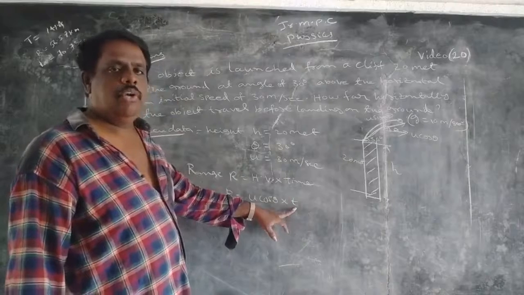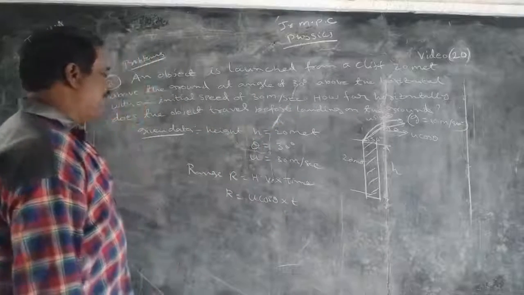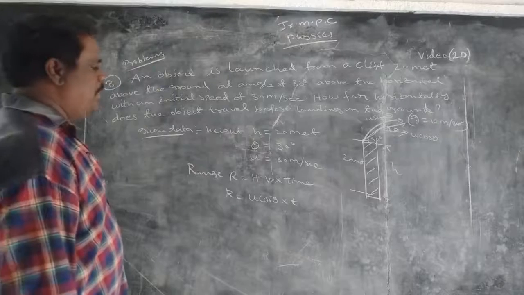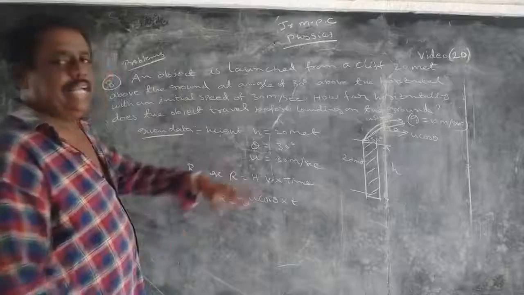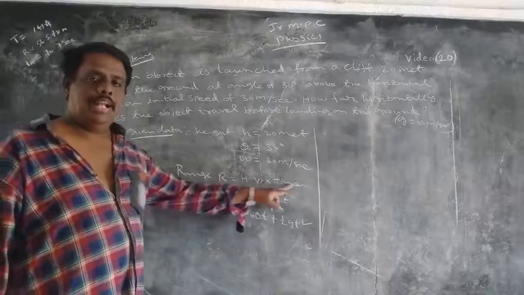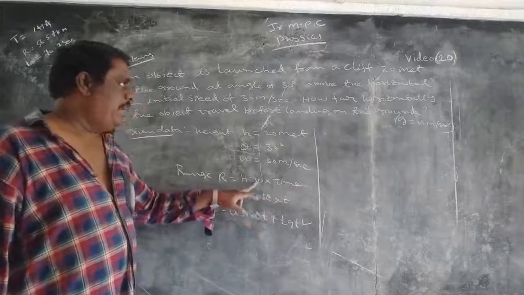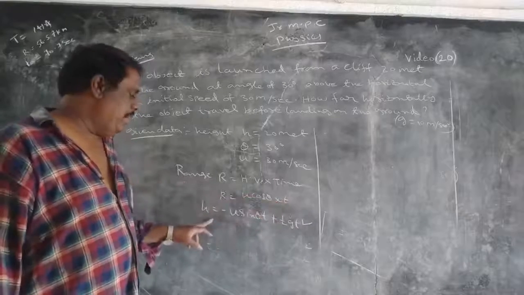So how do we calculate the time from this given data? How do you calculate the value of time? In case of tower or cliff, range R is equal to horizontal velocity into time. Horizontal velocity from the diagram will be u cos theta t. T we have to calculate.